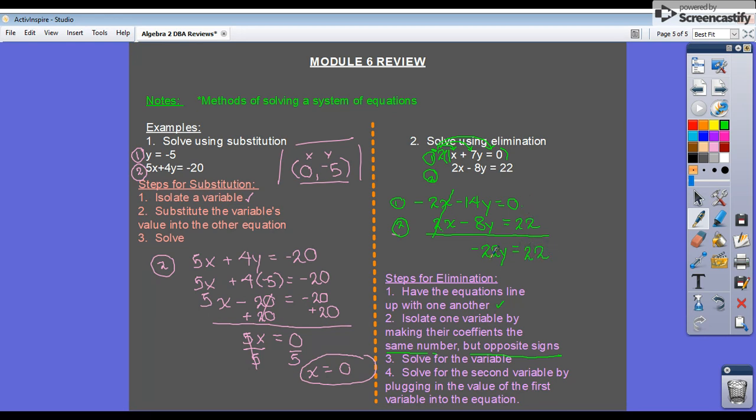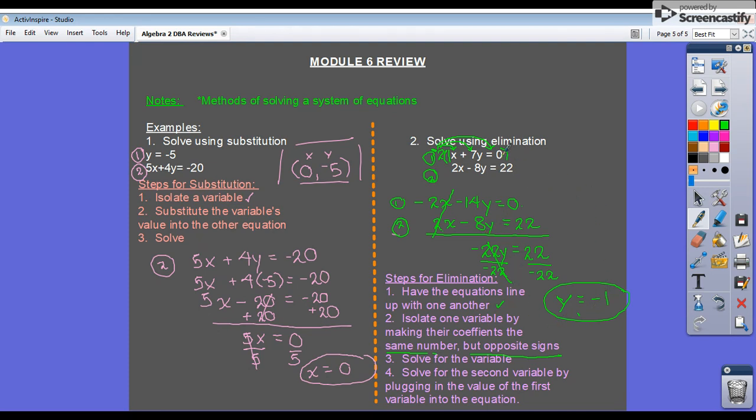To solve for y, it's being multiplied to negative 22, so I'm going to divide negative 22 on both sides, and I'll get y equals negative 1. So what do I do to solve for the second variable? Look at step 4. To solve for the second variable, you plug in the value of the first variable. Doesn't matter where you plug it into. You can plug it into the first equation, the second equation, or modified equations. It's still going to give you the same answer.